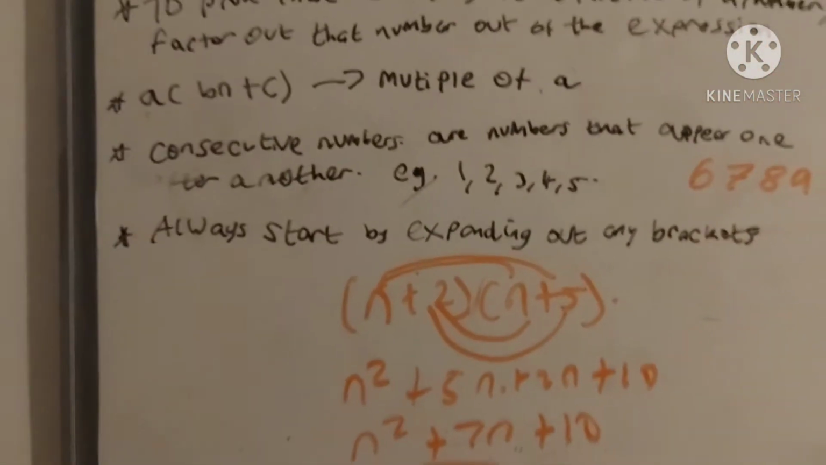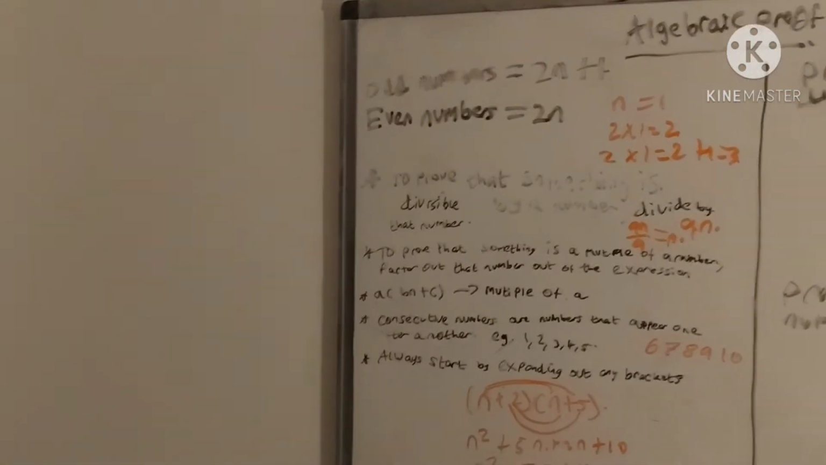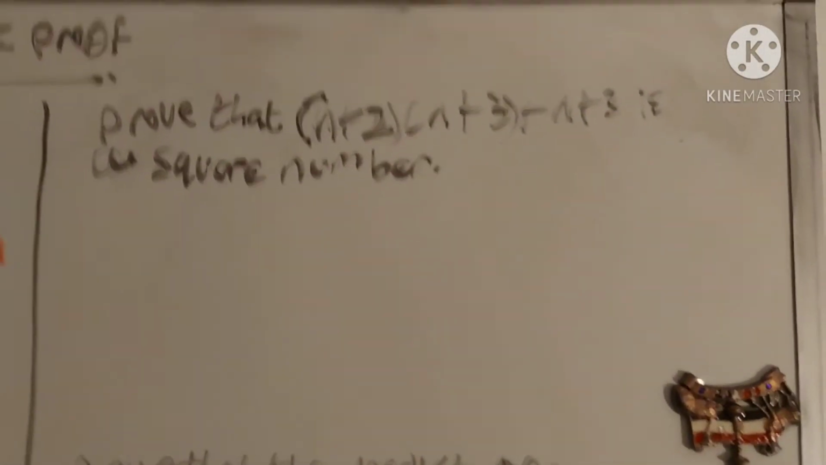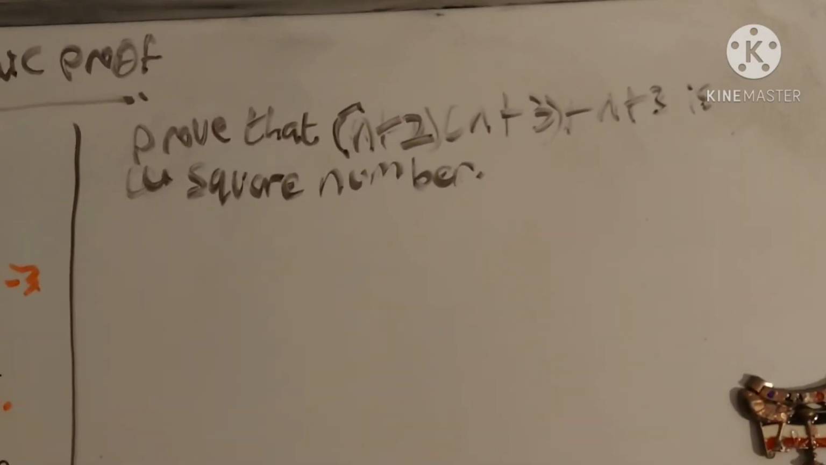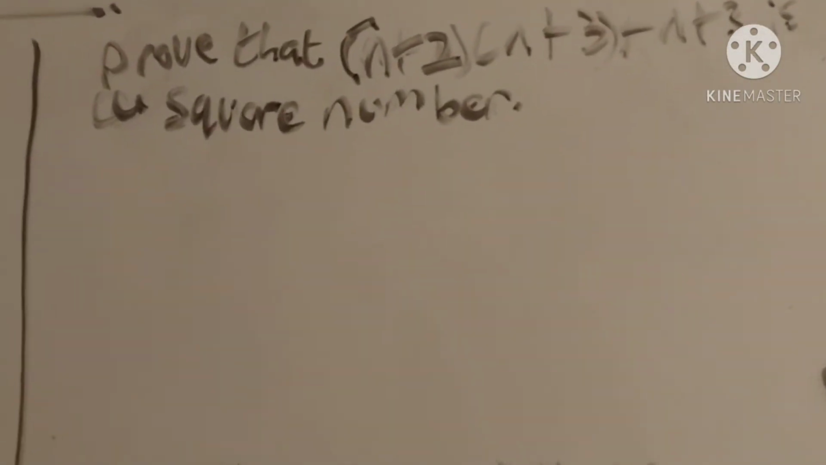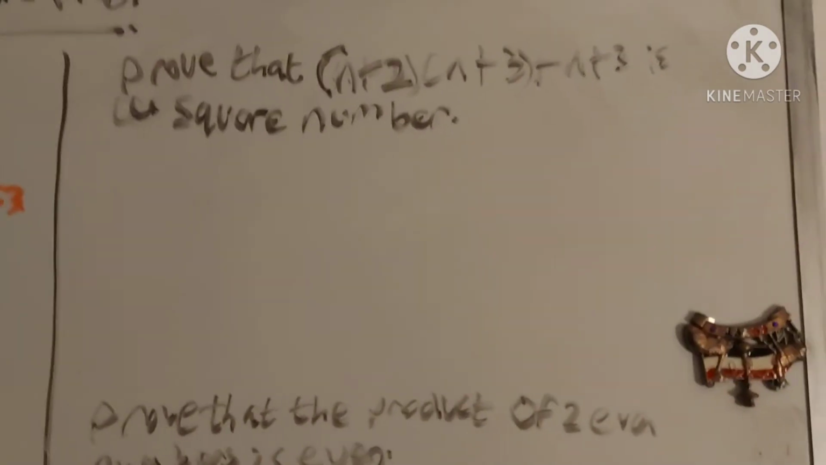That's expanding brackets. There's your notes. And now we're going to look at a couple of questions. Let's have a look. First one. Prove that n plus 2 bracket n plus 3 bracket, close the bracket off, plus n plus 3 is a square number.